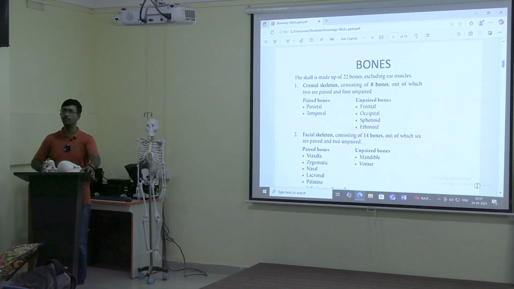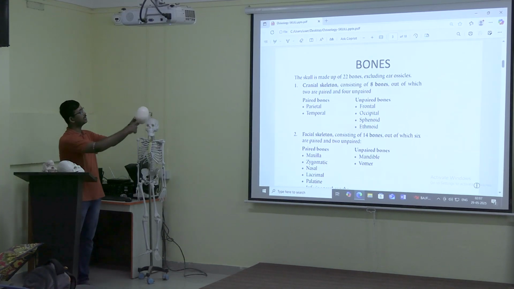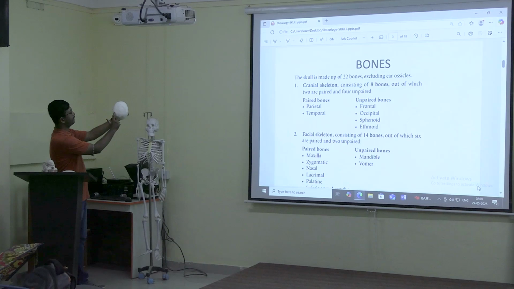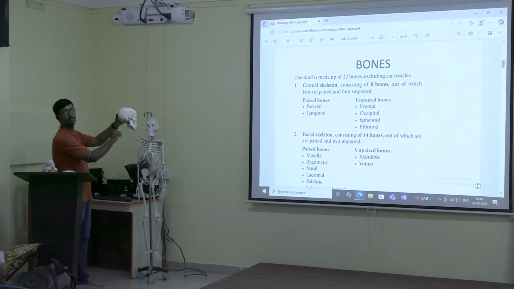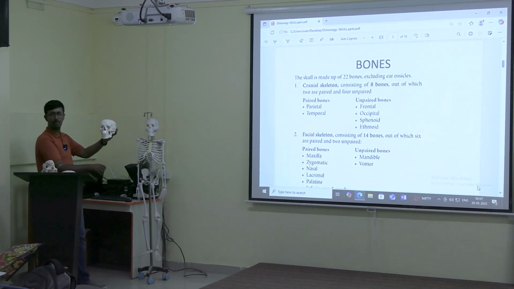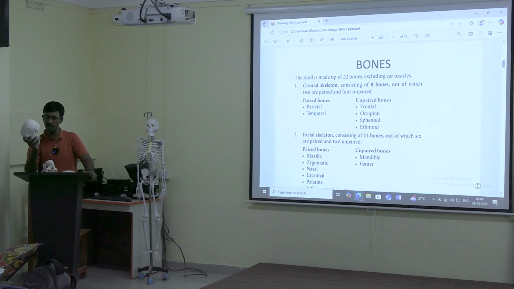Now coming to the individual bones. In the cranial skeleton there are 8 bones in total. Some of them are paired, some are unpaired. The paired bones are your parietal bone and temporal bone. Here you can see these two bones are your parietal bones. And here there is one temporal bone and on the other side there is another temporal bone. These are paired bones, that is, they are present in pairs. The unpaired bones are your occipital bone, frontal bone, sphenoid bone and ethmoid bone. Sphenoid and ethmoid are present interiorly. So these are your unpaired bones.